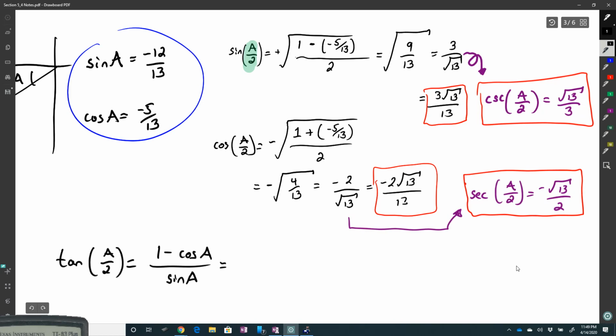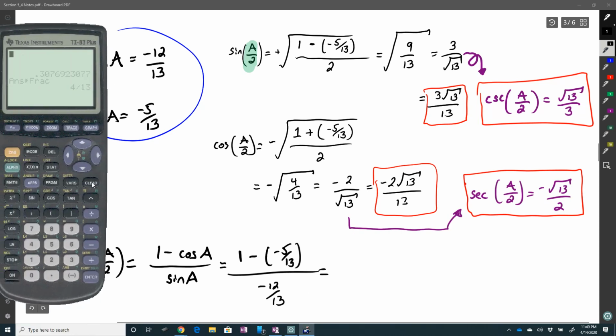And so we have 1 minus negative 5/13 over negative 12/13. And if you want, you can use your calculator, but it's actually not too hard to do by hand. But to save time, and I don't want to confuse y'all with a bunch of algebra when we're doing a trig class, that's what we've got to focus on.